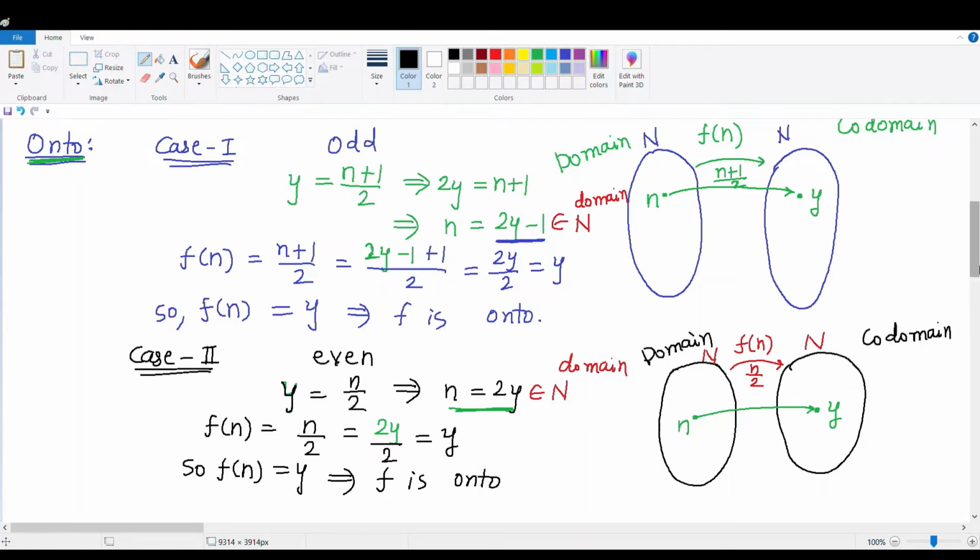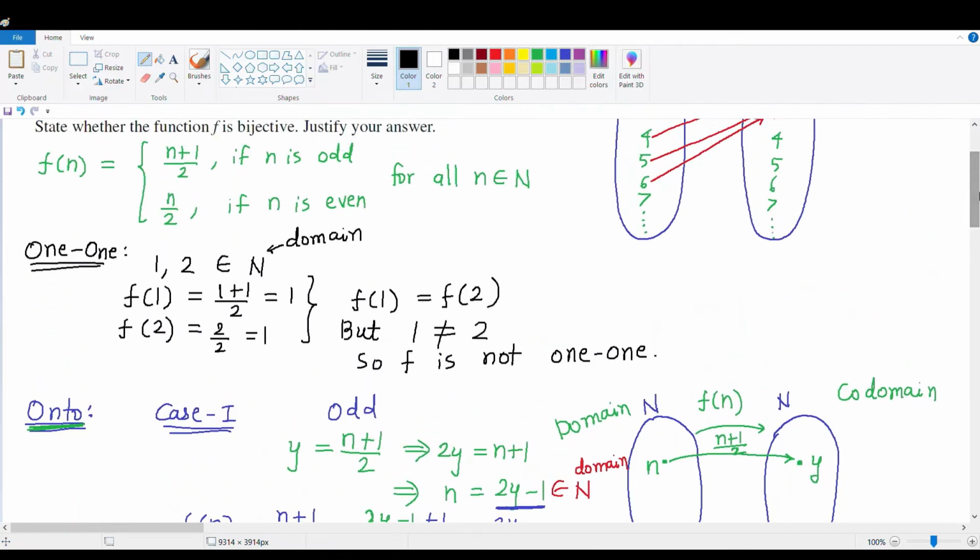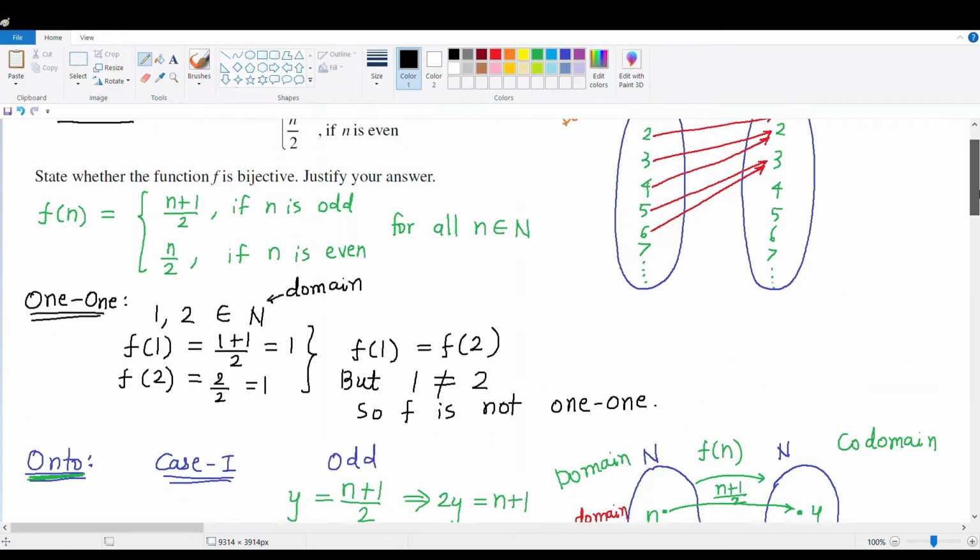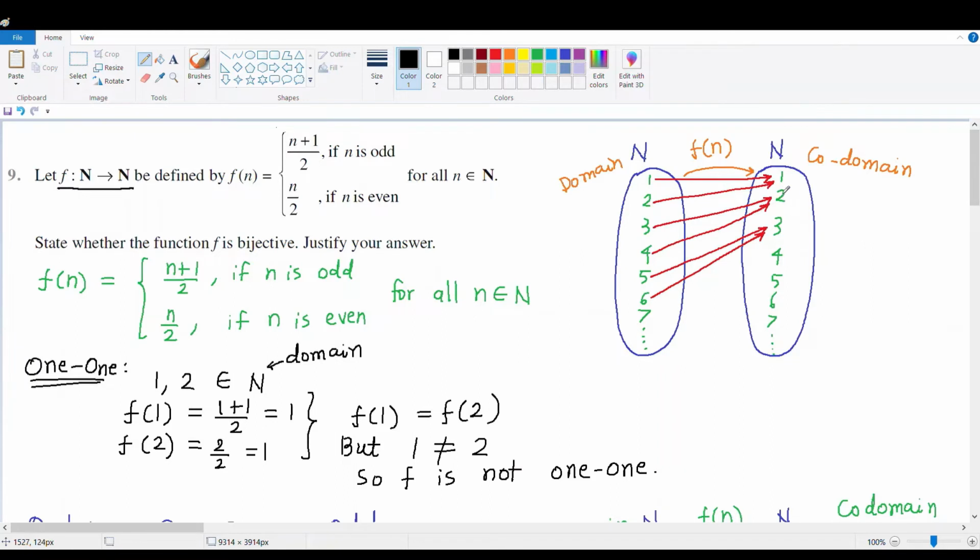So first we showed that the function was not 1-1. Why wasn't it 1-1? Because this element 1 was connected to two pre-images. Same way, 2 was connected to two pre-images. Same way, every element in the codomain is connected to more than one pre-image. So definitely that function is not 1-1.